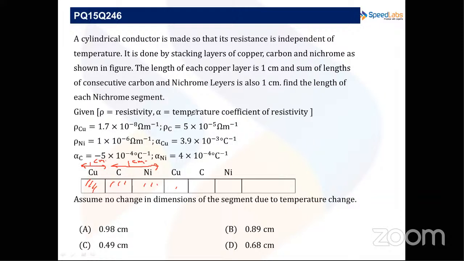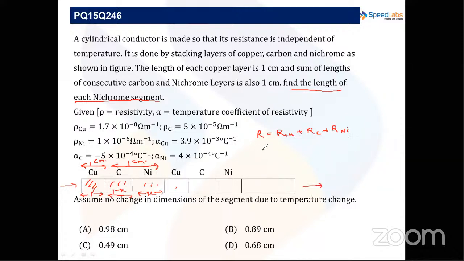Now he's saying assume no change in dimension of the segments due to temperature change. We have to find the length of each nichrome segment. So let us say this is x centimeter, so this is 1 minus x, and its total length is 1. Now we just need to do the same thing. Resistance is basically resistance of copper plus resistance of carbon plus resistance of nichrome part, and obviously current is passing like this, so they are in series, so I am adding resistance.